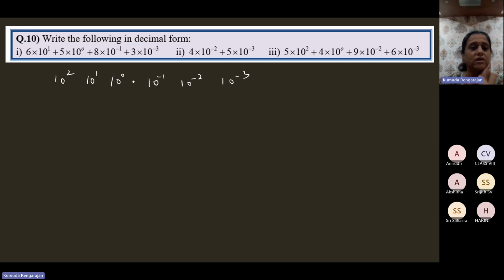Now just fill it. What is under 10 to the power 0? 5. What's under 10 to the power 1? 6. What's under 10 to the power minus 1? 8. What is under 10 to the power minus 2? It's not given, so 0. 10 to the power minus 3, 3. So this is the number, 65.803.